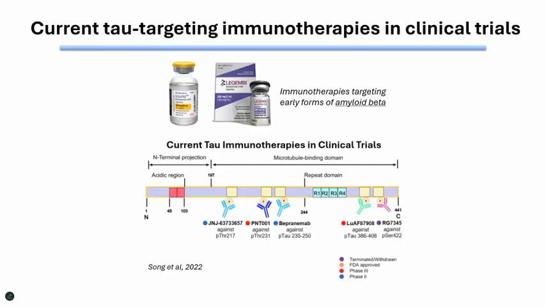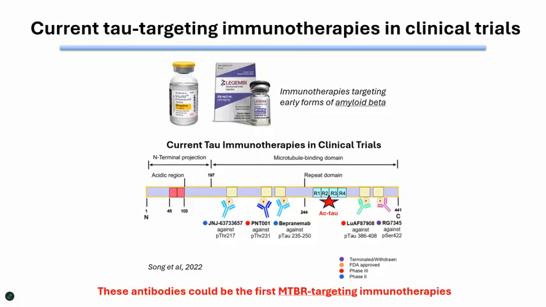And as you can see here, this is a tau protein and all its domains, followed by underneath are all the current tau immunotherapies in clinical trials. What I hope you can see here is that all of these immunotherapies are targeting phospho-tau residues. And second of all, I want you to note that the MTBR is completely vacated. There are no immunotherapies targeting this region. Thus, our antibodies could potentially be not only the very first acylated tau immunotherapies, but the very first MTBR targeting immunotherapies.